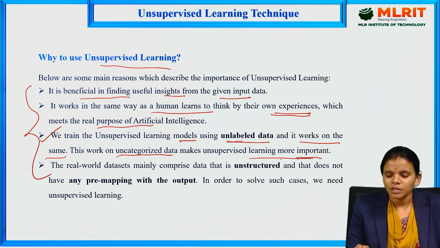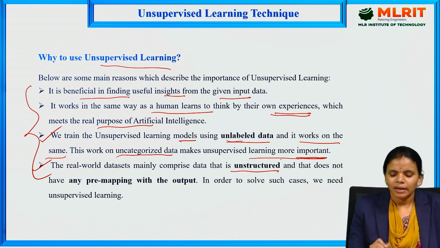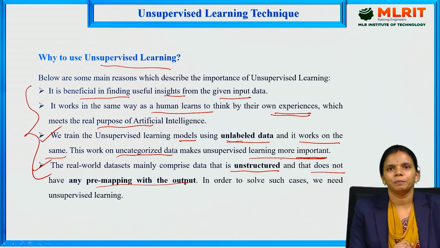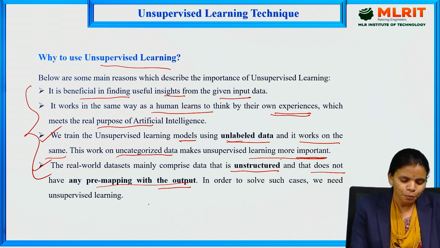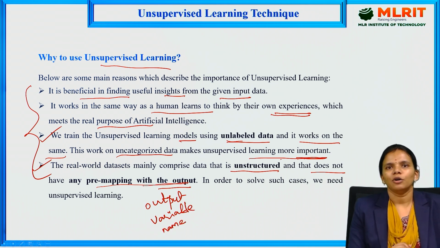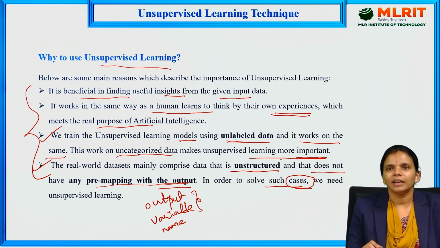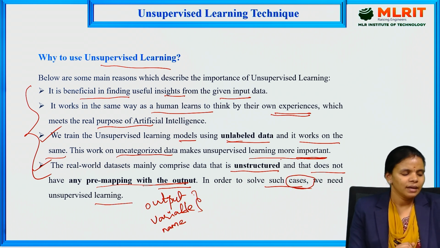So these techniques are the most important thing. The real world data sets usually consist of unstructured data that does not have any pre-mapping with the output. It means that there is no output variable name in the data set. So in order to solve such types of problems and such cases in real-time applications, we need unsupervised learning techniques.